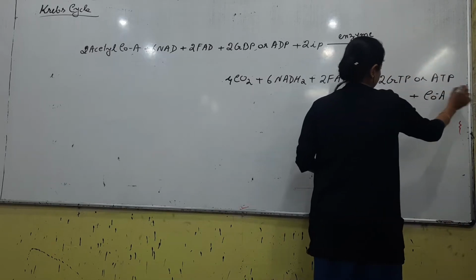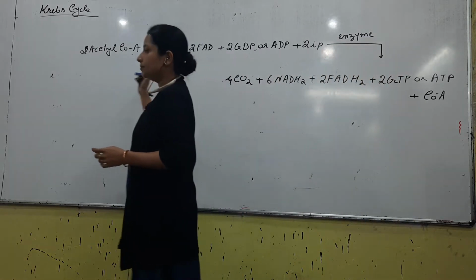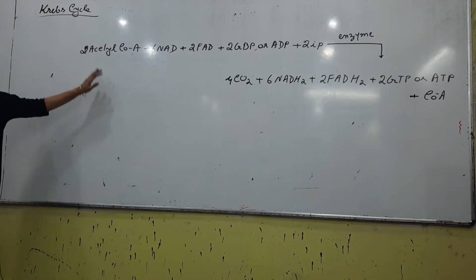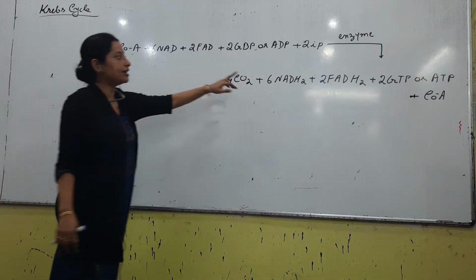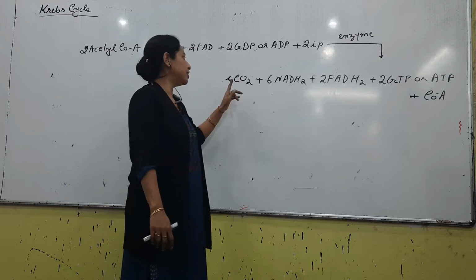Ultimately, what we are talking about here is the Krebs cycle. If I use the word Krebs cycle, we understand we are talking about 2 rounds of the Krebs cycle, right? If a single round is mentioned, it will be 6, 4, 2. How many carbon dioxide? 4.